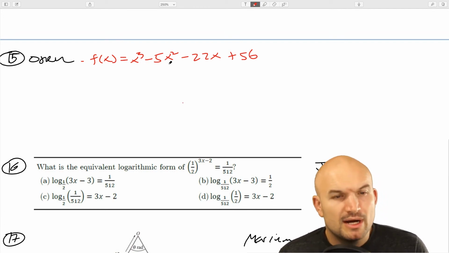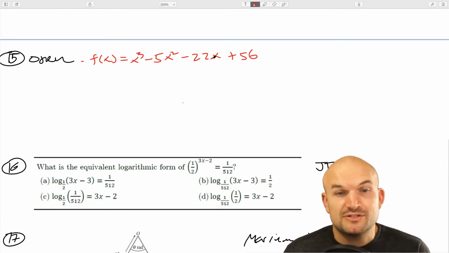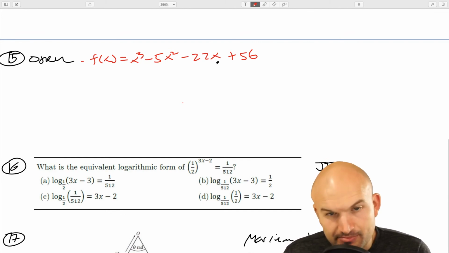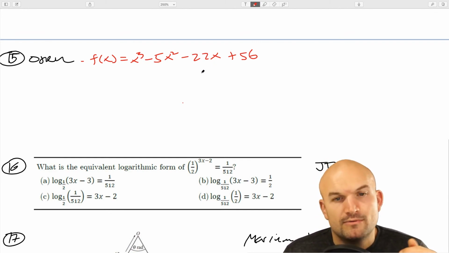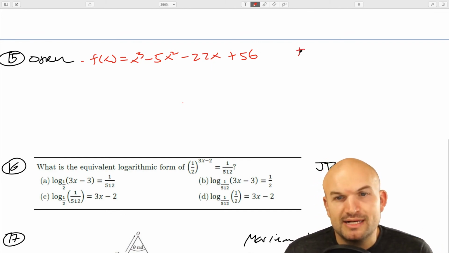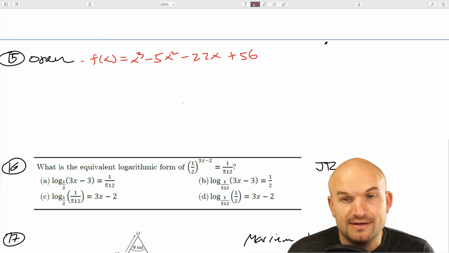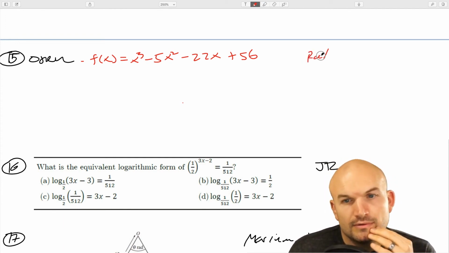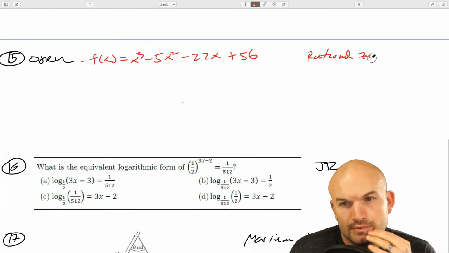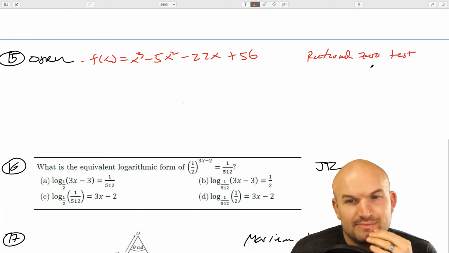Okay, all right. So this one, what we could do is use the rational zero test. Now, I'm not going to go through all the rational zeros, but the rational zero test is basically your plus or minus factors of your P over your Q. I'm just going to write it down.